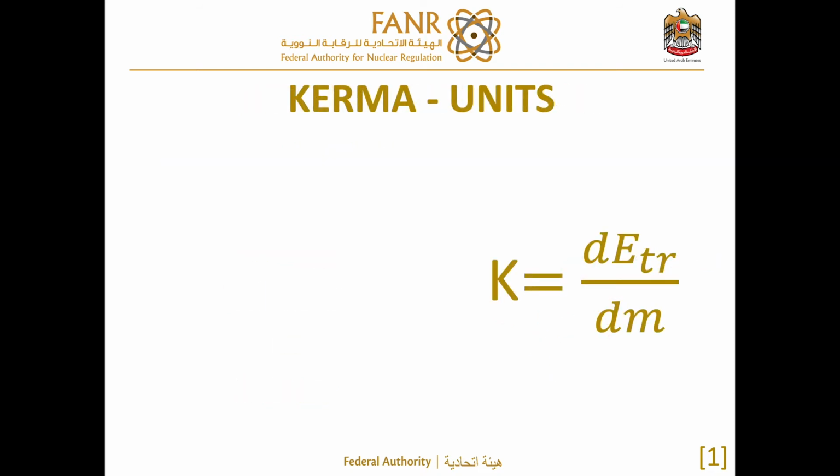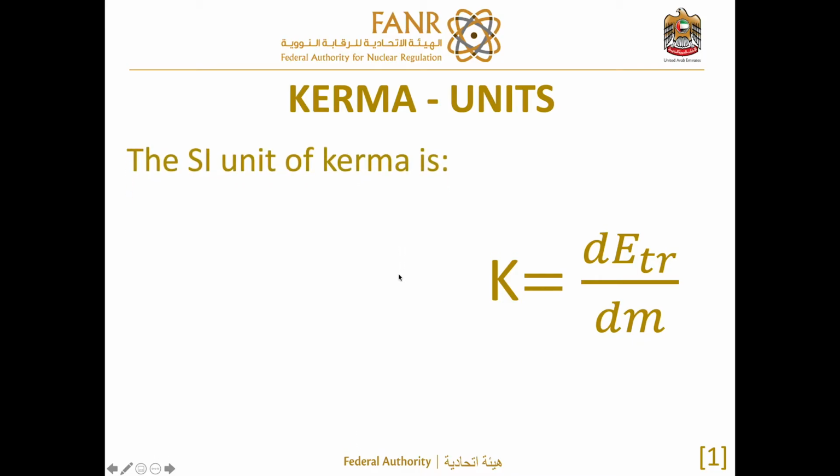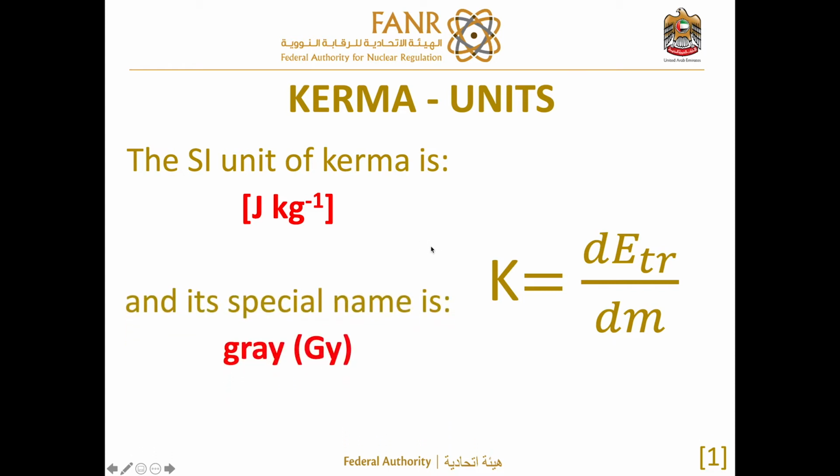What is the unit? Units are the ratio between an energy, which is expressed in joule, and the mass, which is expressed in kilograms. Remember, in the international system, mass is expressed not in grams, but in kilograms. It's the only unit which is expressed in kilo something. So if we write this down, the international unit of kerma is joule over kilogram, which has a special name in our field, and this is called Gray.